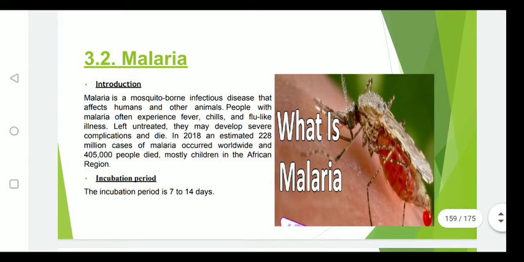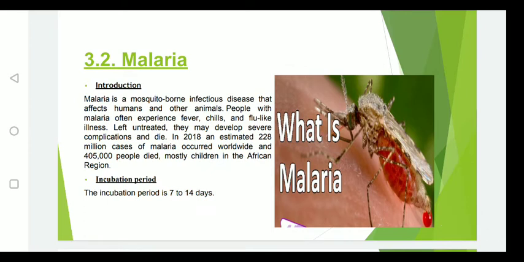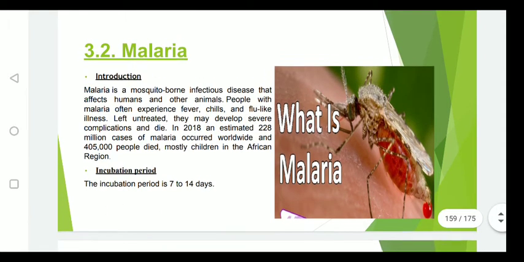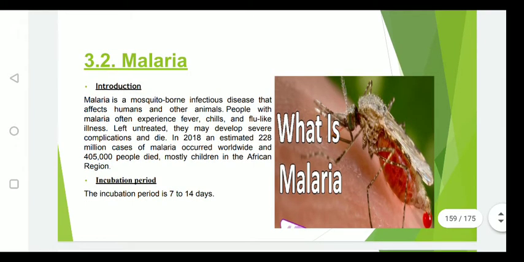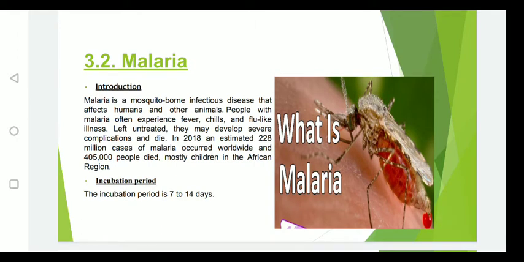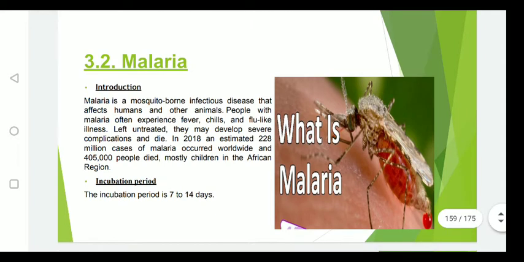Next one is malaria. Malaria is a mosquito-borne disease. It is an infectious disease that affects humans and other animals. People with malaria often experience fever, chills, flu and illness, and if we are not treating it properly, the condition becomes a very severe complication and the people will die.